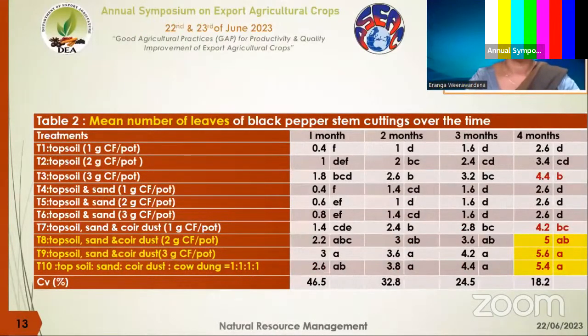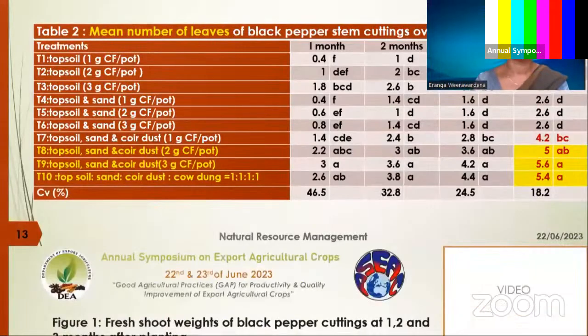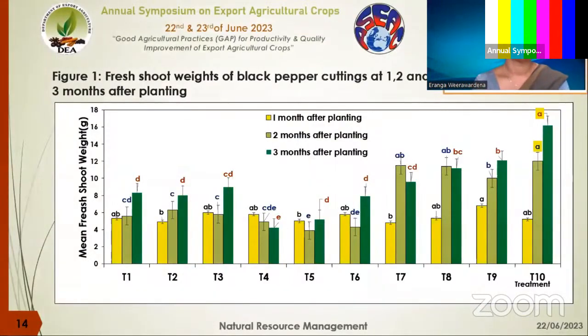Here you can see mean number of leaves. After 4 months, T8, T9, and T10 had produced 5 or more leaves. Actually, that is the accepted number of leaves for certified planting materials. So by this result, we can say that T8, T9, and T10 had good growth performances. And you can see here fresh shoot weights at 1 month after planting. We can't see any significant difference, but after 2 months, we can see significantly higher fresh shoot weights in the recommended potting mixture compared to other treatments.